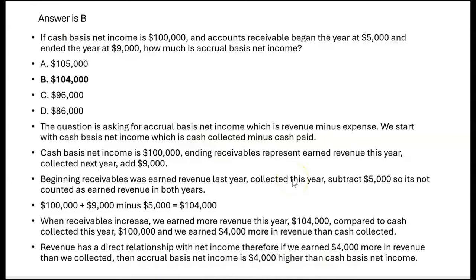So this question wanted to know how much is accrual basis net income if cash basis net income is $100,000, and the answer is $104,000, letter B. And that's because when receivables go up, it means that we earned more in revenue than we collected in cash. And revenue and net income have a direct relationship. So if we earn $4,000 more than we collected, then net income is $4,000 more on the accrual basis than it is on the cash basis.